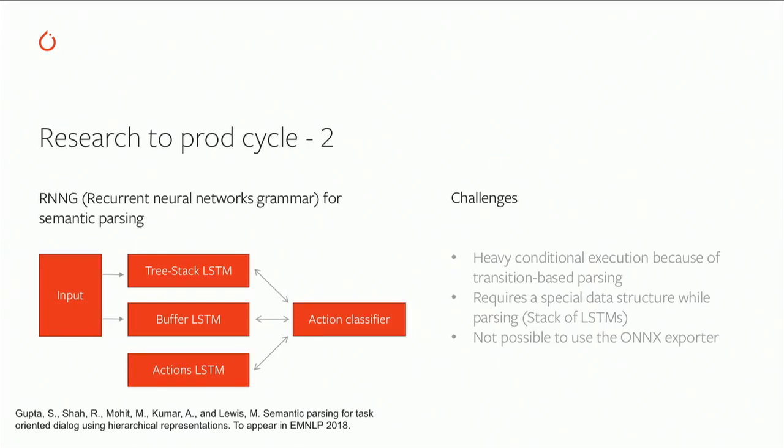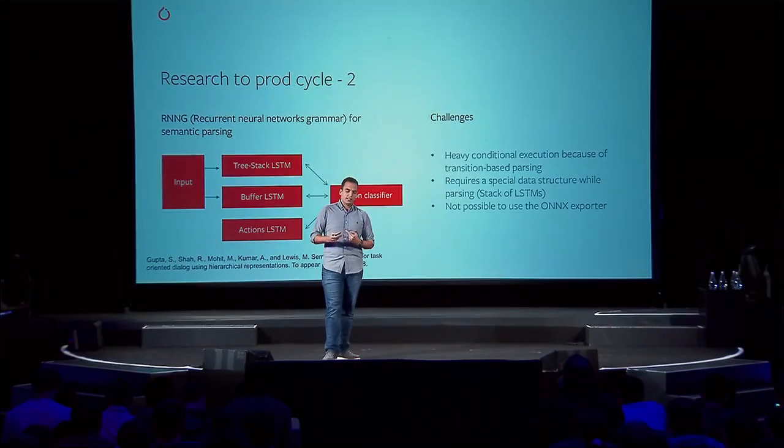A brief high-level description of the model is that it's a transition-based parser. It's using a tree, a stack, and a buffer. It's using LSTMs to featurize those, and it keeps track of all the actions that were taken so far, also with an LSTM. And we have an action classifier on top in order to classify what is the best action to take.